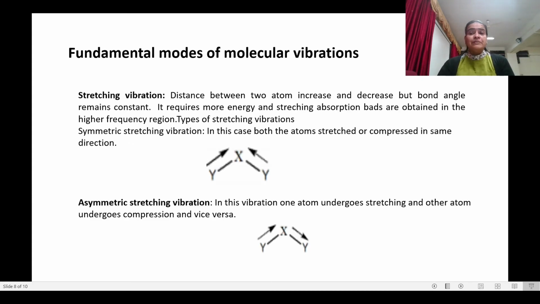When it comes to vibrational transitions, you should understand the different modes of vibration. Mainly, there are two modes of vibration: the stretching mode of vibration and the bending mode of vibration. The molecular vibration which results in a change in the bond length is termed the stretching mode of vibration. These two are stretching modes of vibration, but here they differ: this is symmetric stretching and this is asymmetric stretching mode of vibration.